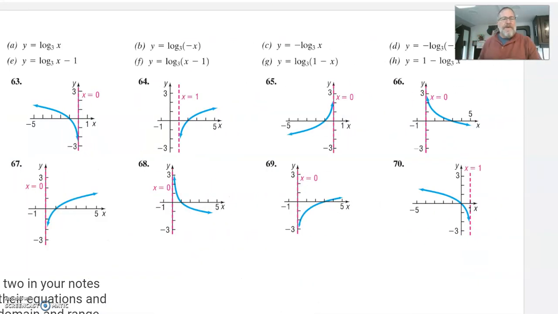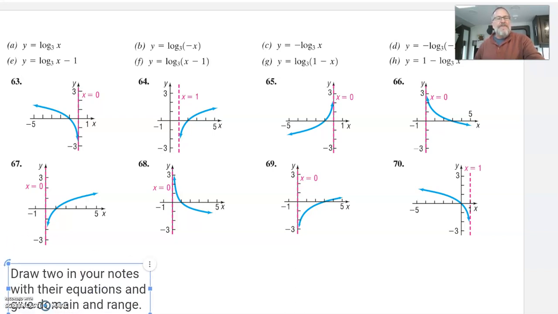Let's try something else here real quick. Let's play with some log graphs. I want to just practice some domain and ranges. So I just want to grab two of these, and do a domain and range.